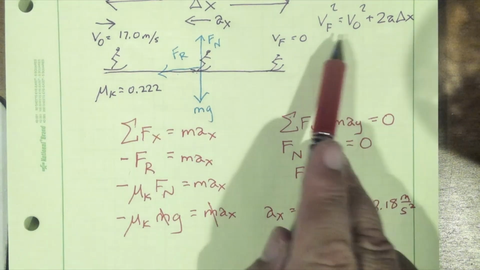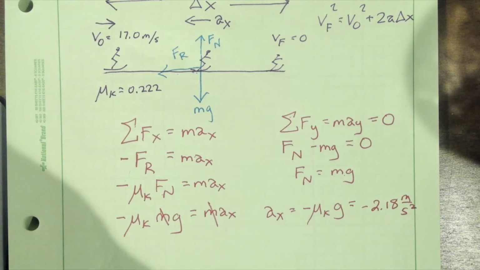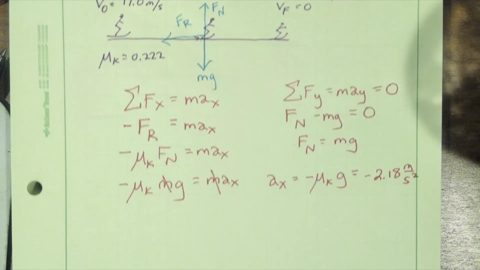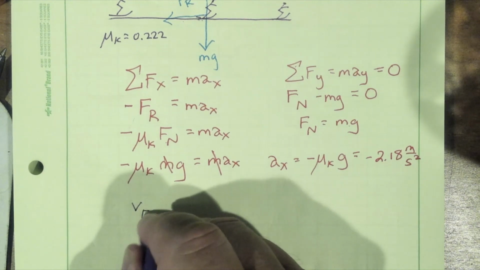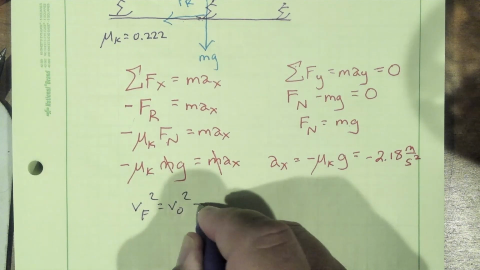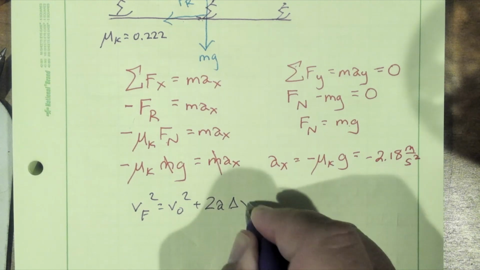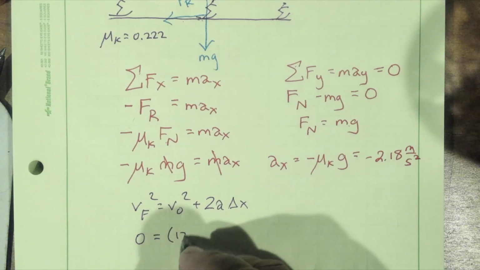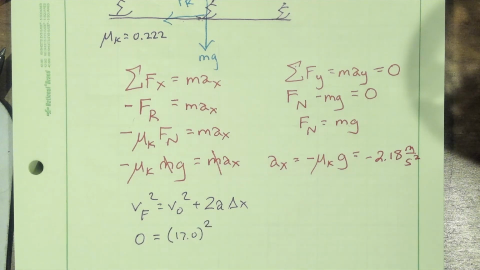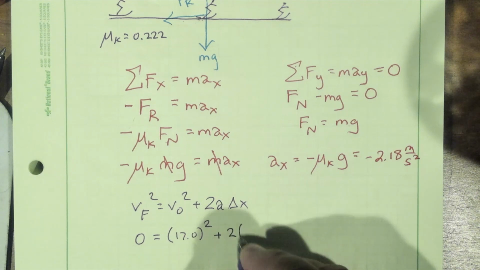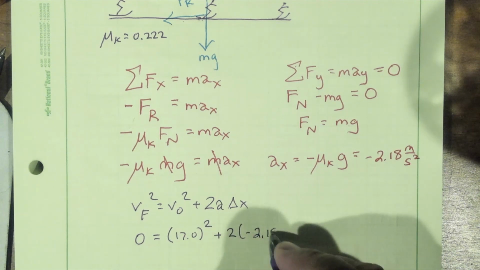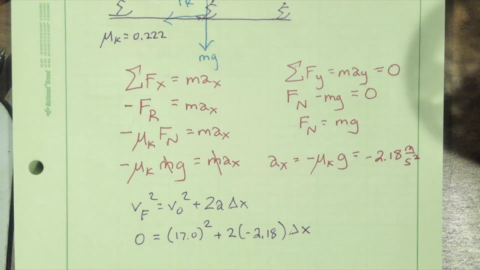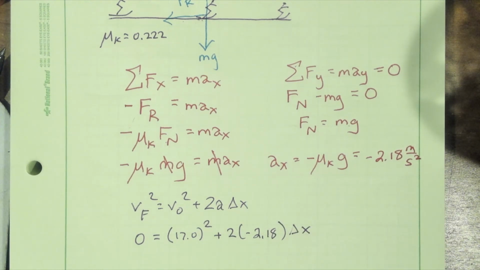Right, well now we can turn to our kinematics equation here to finish out our task. So here is kinematics equation number 3. And we know now what most of the things are here. The final velocity is 0. The initial velocity is 17 meters per second. The acceleration is negative 2.18. That negative sign is absolutely essential. Absolutely essential.